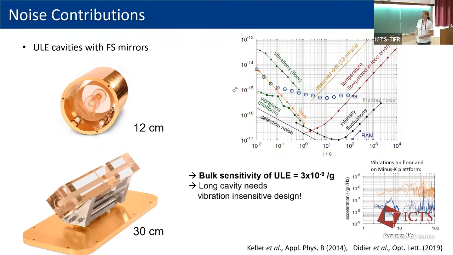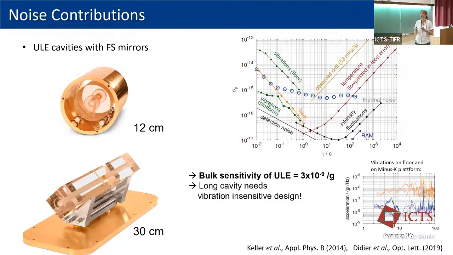And what we saw is that our first cavity that we built for the terbium ion, we didn't have to do very fancy things. You see, it's just a round cylindrical cavity resting on this heat shield, which is out of copper and then nicely gold plated. And you just put it there. And you know that the vibration sensitivity of the bulk of the ULE material is 3 times 10 to minus 9 per g. So that's really enough to hit the thermal noise limit with such a cavity.